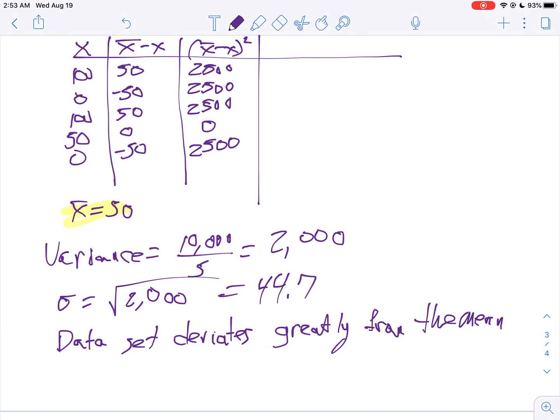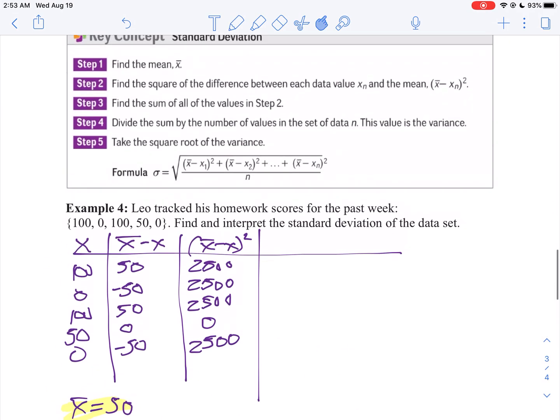We only use standard deviation if you don't have any outliers, because the outliers really affect the standard deviation. Because notice what happens here. When you squared this value, it got really big really quick, didn't it? Since it got really big really quick, that's not very good. That's not a very good representation of the data.